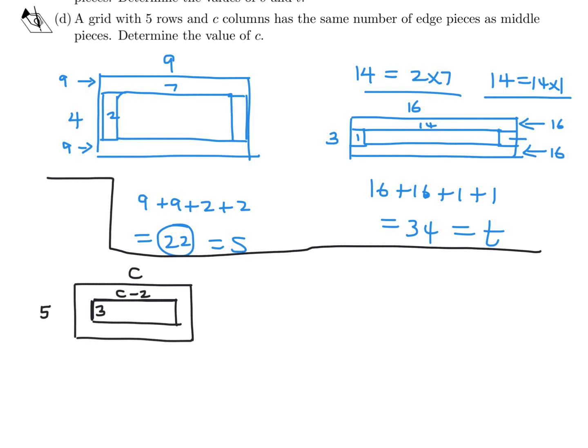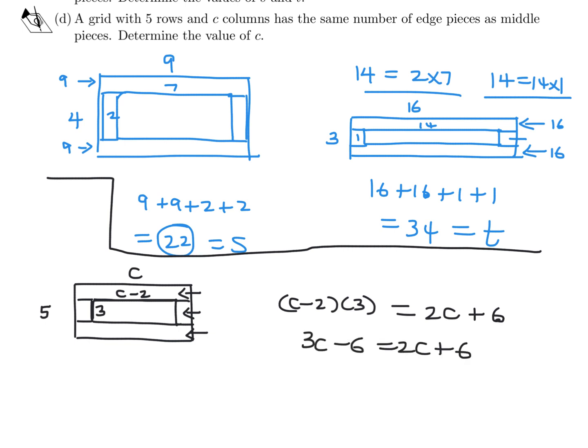And they're saying that it has the same number of edge pieces as middle pieces. So the middle pieces, that's just C minus 2 times 3. And then the number of edge pieces, same kind of situation. That's C and C, so 2C, and this I believe is 3 and 3, so 6. So I believe that's the algebra. Now let's solve that. So this will be 3C minus 6 is 2C plus 6. So C is equal to 12.